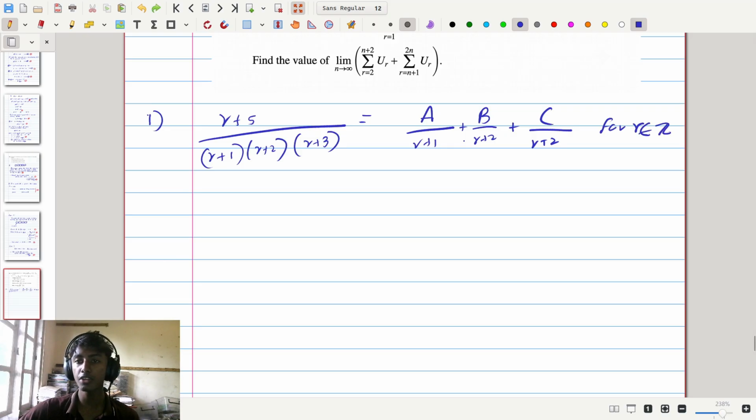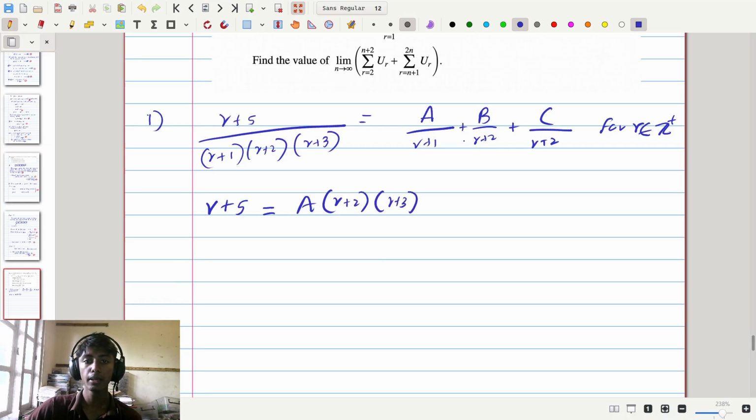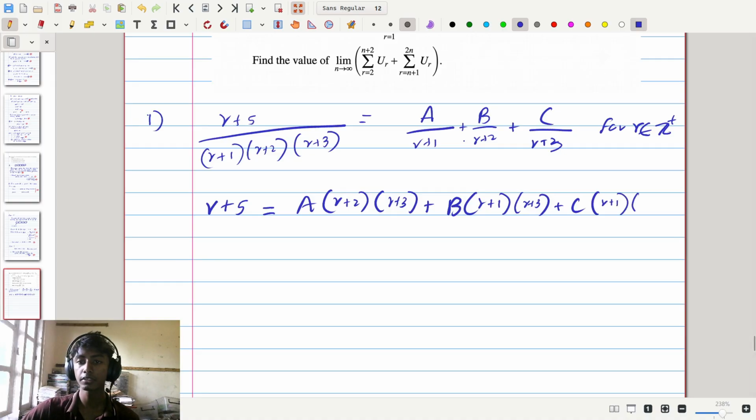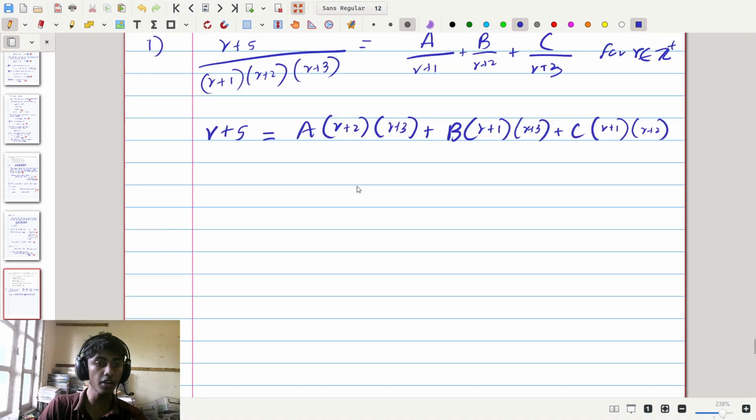Now for this, what we have to do first is to multiply everything by the denominator (r + 1)(r + 2)(r + 3). Doing so, we can see on the left hand side we are simply left with r + 5, and on the right hand side we are left with a times everything except for (r + 1), which is (r + 2)(r + 3), plus b times everything except for (r + 2), which is (r + 1)(r + 3), plus c times everything except for (r + 3), which is going to be (r + 1)(r + 2).